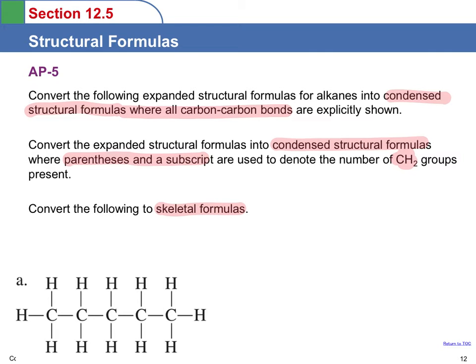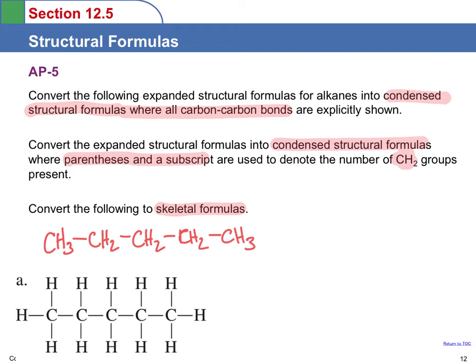Let's do the condensed with the carbon-carbon bonds showing first. We've got a CH3 attached to a CH2, attached to another CH2, attached to a third CH2, and then the one on the end is a CH3. Just notice I'm working my way down: CH3, CH2, CH2, CH2, CH3.